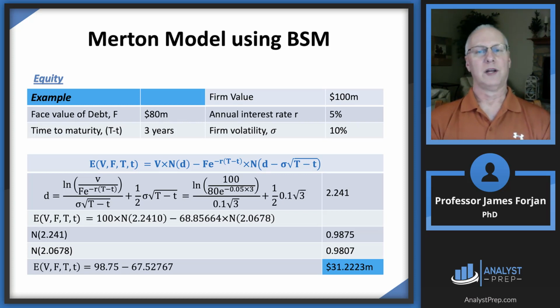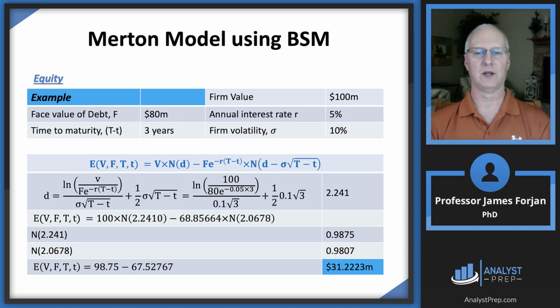Why don't we consider an example? All right, so here's firm value 100 million, face value of the debt 80 million, 3-year bond, interest rate 5%, volatility as measured by standard deviation is 10%. And so note we can go through and compute D. So there we go. There's all the D.